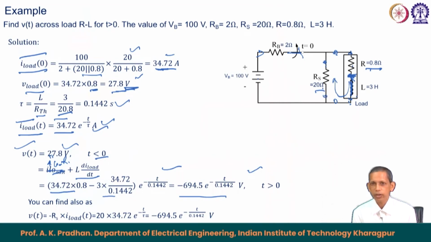As already mentioned, this voltage is nothing but the voltage across the corresponding R s, and the corresponding current is the same current as the load current. So, the load current is known to us, minus R s into the load current gives us also 694.5 e to the minus t by 0.1442. So, you can find this IR plus L dI by dt, or you can find also this minus I R s. Both ways you can find the corresponding voltage across the load.